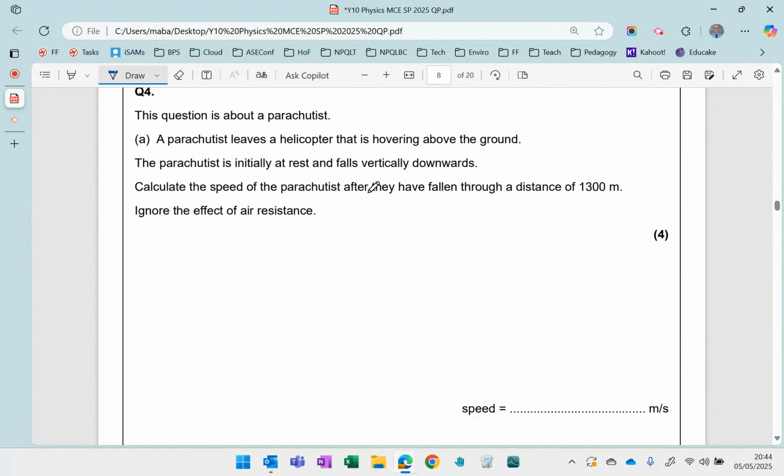Okay, so question 4 is about a parachute, and let's try and extract the information from the question as we go. So initially at rest, so that tells us that u is 0 meters per second, and it falls vertically downwards, and then we're being asked to calculate the speed of the parachutist. So that means that we're trying to find the v, the final speed, after they've fallen through a distance of 1,300 meters.